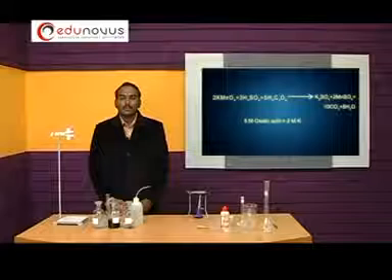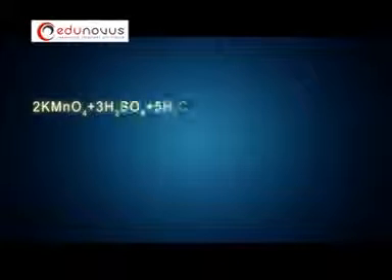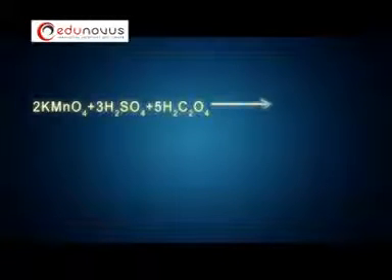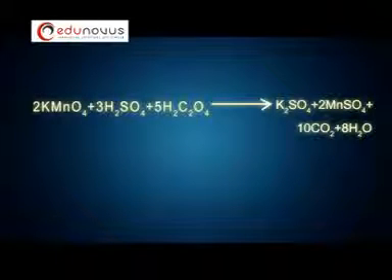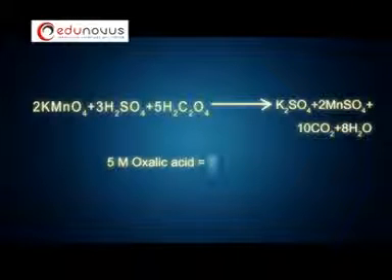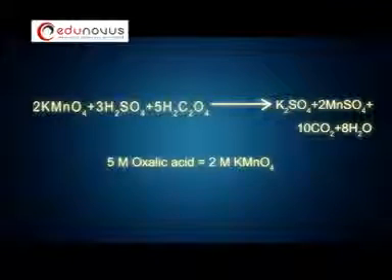The principle involved in this reaction is that 2 moles of potassium permanganate react with 3 moles of sulfuric acid and 5 moles of oxalic acid to give 1 mole of potassium sulfate, 2 moles of manganese sulfate, 10 moles of carbon dioxide, and 8 moles of water. Here, 5 M concentration of oxalic acid is equivalent to 2 M concentration of potassium permanganate.